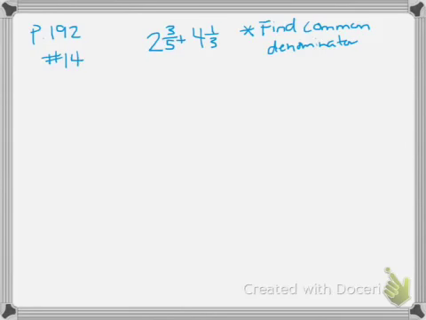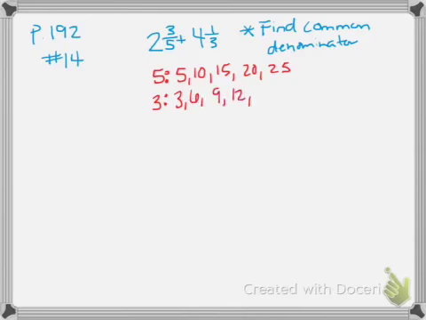Okay? So we start by listing the multiples. The multiples of 5, I'm going to list 5 of them, are 5, 10, 15, 20, 25. And the multiples of 3 are 3, 6, 9, 12, and 15. Now let's see if we find one that they share, and they do. The first one that they share is 15.